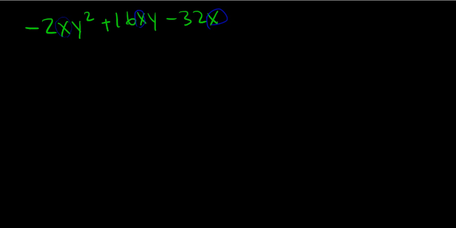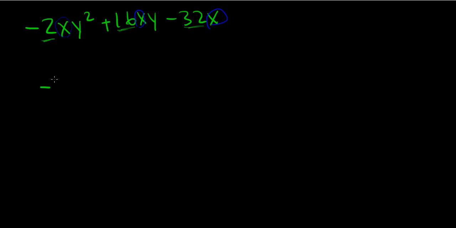Now we're going to look at factoring negative 2x y squared plus 16y minus 32x. So let's start off by just looking at the problem, seeing if there are any common terms between all the elements in the equation. We can see that they all have an x, so let's go ahead and pull out one x. Now we can also see that they all have at least a factor of 2. That would be the greatest common factor. So we're going to go ahead and pull out a negative 2.